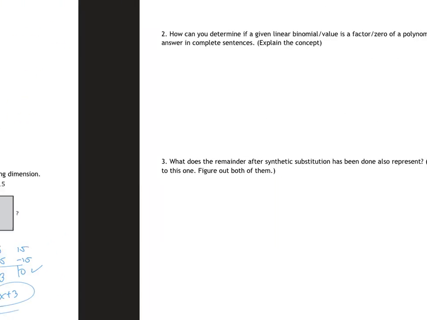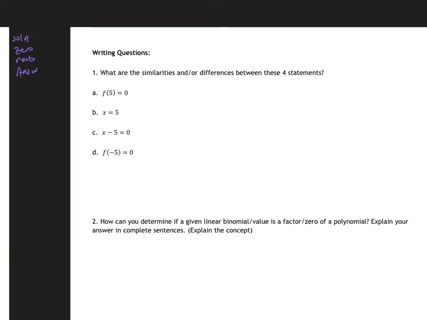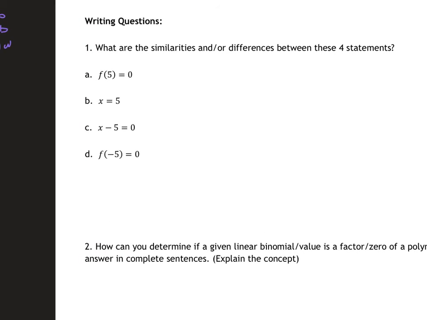All right, so let's go through some terminology, some words, make sure we understand some writing. So the first one, what are the similarities and or differences between these 4 statements? Okay, so f of 5 is equal to 0. So that tells me my 0 is x equals 5. My factor would be x minus 5. All right, here, I just got x equals 5. So that goes ahead and tells me my x is 5. It tells me my factor would be x minus 5. Just kind of going and looking at it.